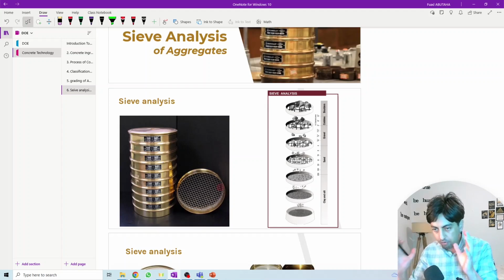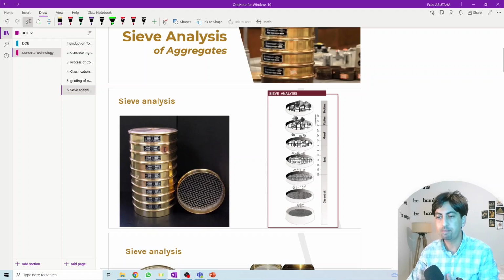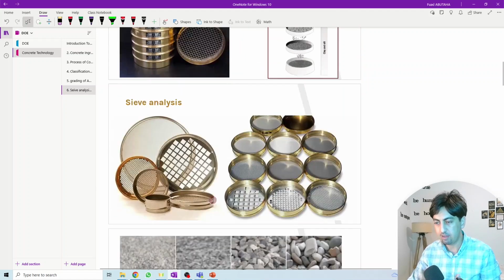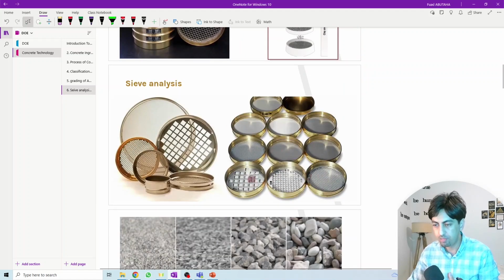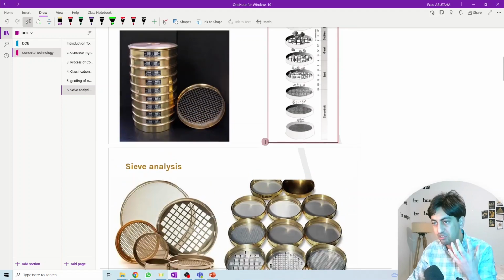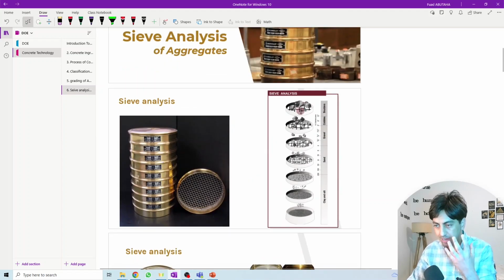The general idea is that we are using different sieves with different sizes. We have a sieve with a big size or big diameter, and then smaller, and smaller. So in general, we list or stack the sieves from the biggest sieve to the smaller, and smaller, and smaller.